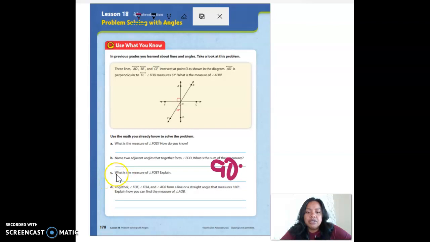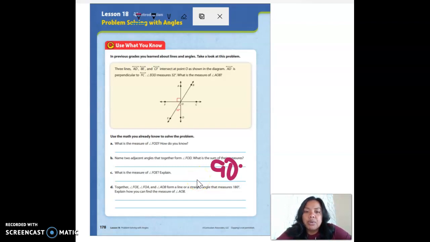Question number C, letter C. What is the measure of FOE? So FOE, that angle here. I know that the combination of FOE and EOD is 90 degrees. I also know that EOD is 32 degrees. So in order to find the measure of FOE, I have to subtract 90 degrees minus 32 degrees.